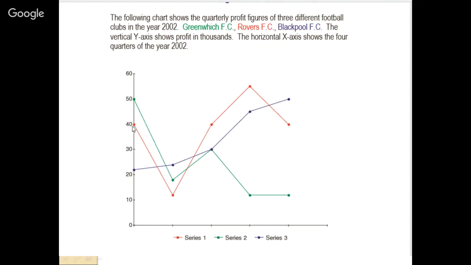Everybody with me? Fabulous. So we see the rovers starting, the red one, starting at 40. So the first figure that we're going to record is 40. Good? Fabulous. And we follow the line to the first point.